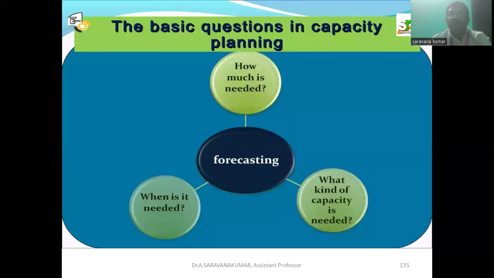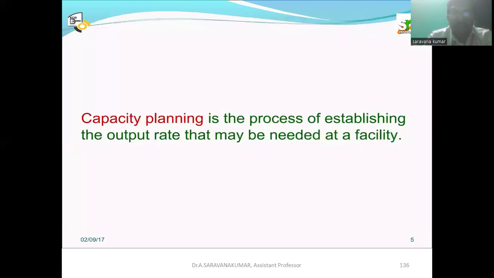So what are the basic questions in capacity planning? How much is needed? That is forecasting. Forecasting is nothing but prediction. What kind of capacity is needed? When is it needed? Capacity planning is the process of establishing the output rate that may be needed at your facility. So first you have to plan your output, then depending upon that you plan your capacity. It is dependent on that output rate, so it will be affected by the capacity planning.